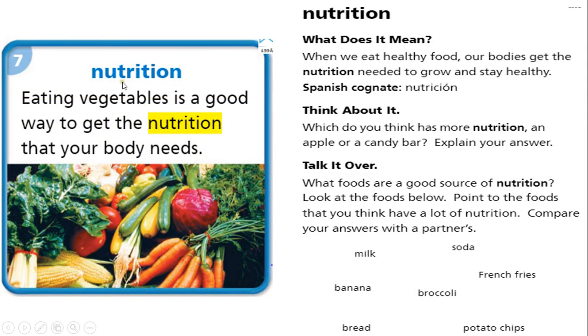Nutrition. Please repeat after me. Nutrition. Eating vegetables is a good way to get the nutrition that your body needs. What does it mean though? So when we eat healthy food, our bodies get the nutrition needed to grow and stay healthy. So nutrition is needed and required for our bodies, and we take it from food like milk, banana, bread, broccoli. Soda and french fries do not give us the right nutrition. So this is why we need to eat vegetables, fruits, and so on.